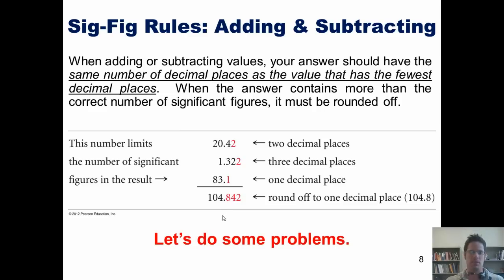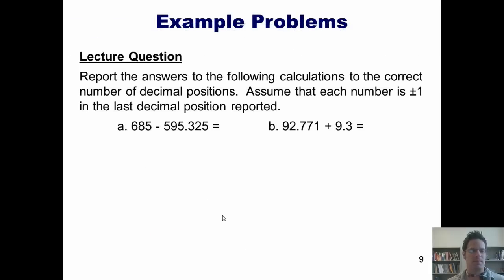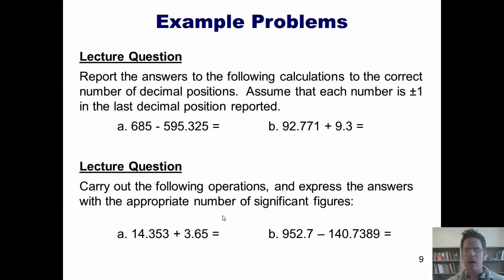Let's do some problems. Here's a lecture question. Report the answer to the following calculations to the correct number of decimal positions. Assume that each number is plus or minus 1 in the last decimal position reported. And here's another one. Carry out the following operations and express the answers with the appropriate number of significant figures. Now, I think in order to address these, or at least help you in addressing them, this would be best done by looking at the doc cam. So I'm going to just tackle a couple of the examples from these problems.